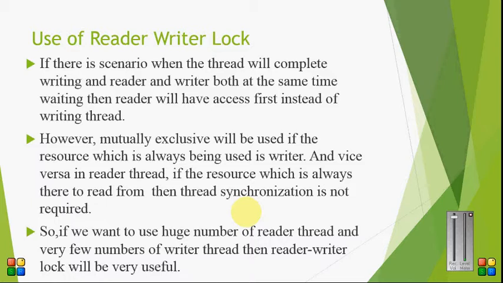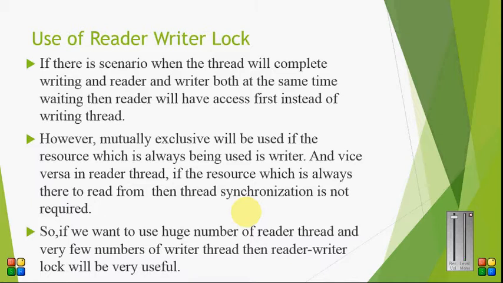What is the use of the reader-writer lock pattern? If I present an example, say there is a scenario where a thread completes writing and a reader and a writer are both waiting at the same time, then the reader will have access first instead of the writer. So whenever both reader and writer are waiting, first preference will be given to the reader, not the writer.